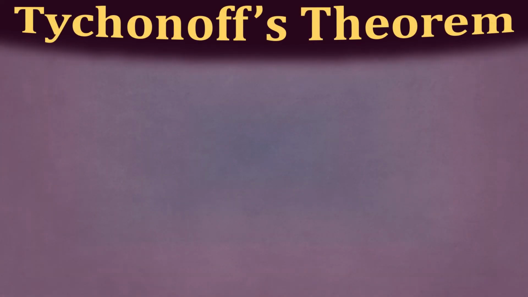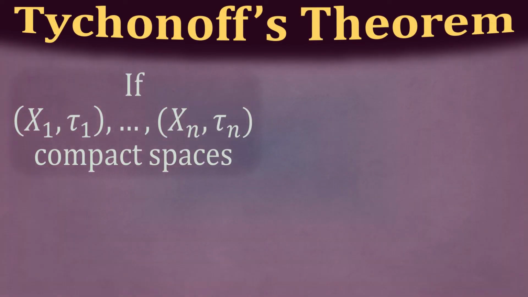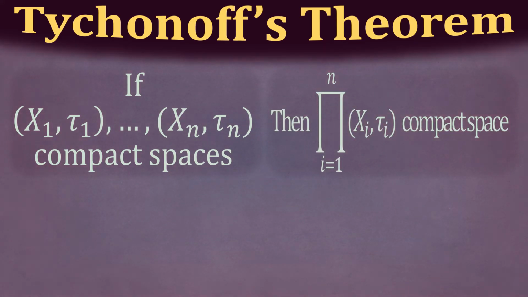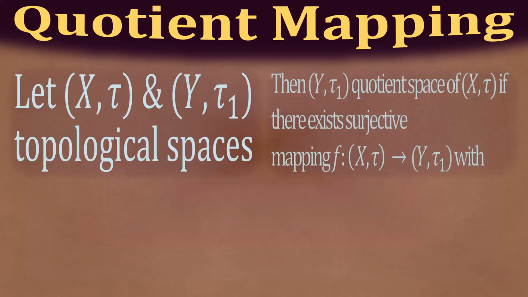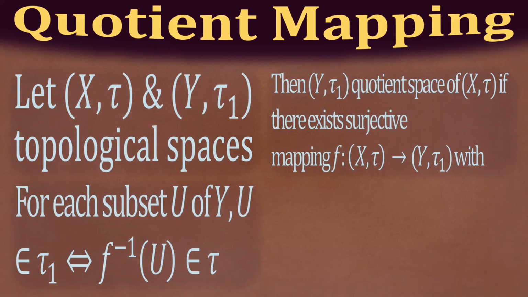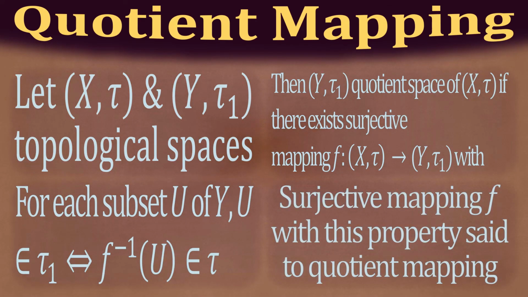Now, let's state Tychonoff's theorem. If X1 with T1 up to Xn with Tn are compact spaces, then the product space of the product of Xi with Ti from i equals 1 to n is a compact space. Then, let's state a quotient mapping. Let X with T and Y with T1 be topological spaces. Then Y with T1 is said to be a quotient space of X with T if there exists a surjective mapping f from X with T to Y with T1 such that, for each subset u of Y, u is in T1 if and only if the pre-image of u is in T. A surjective mapping f with this property is said to be a quotient mapping.